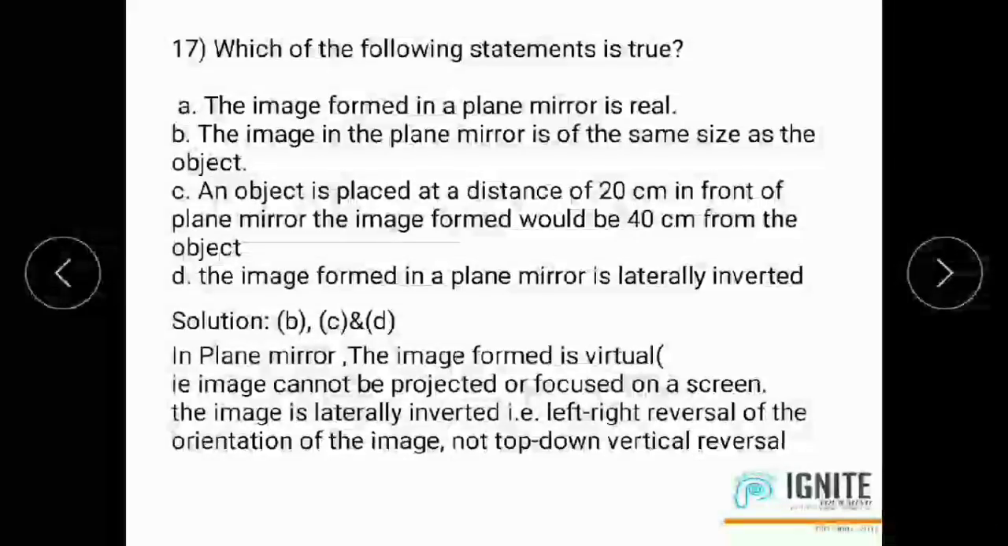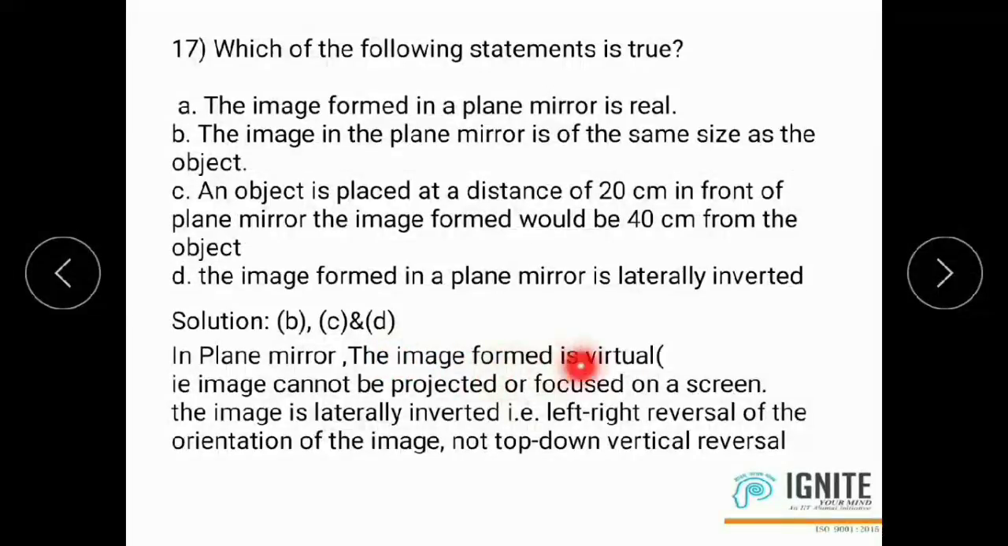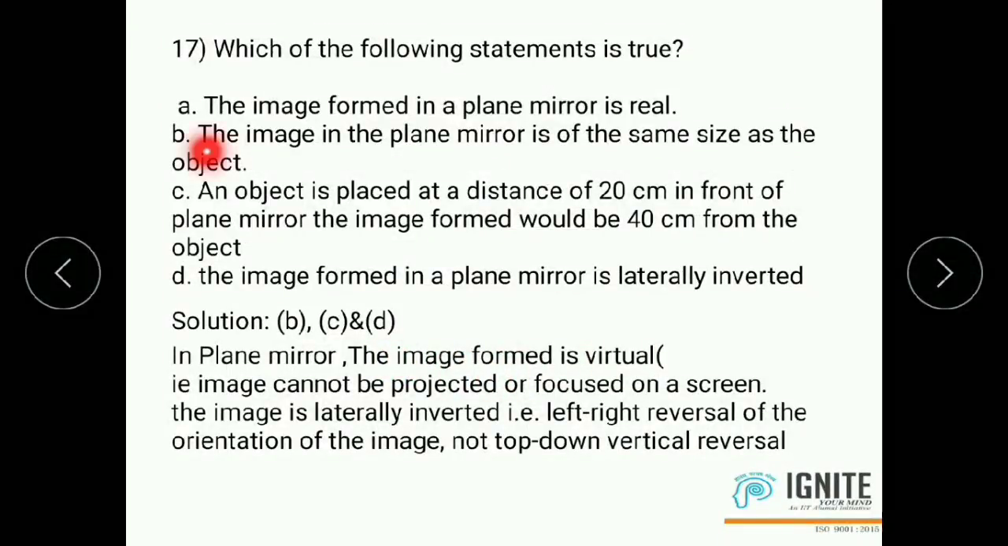First statement wrong. In a plane mirror, the image formed is virtual. And options B, C and D are correct. The image formed in a plane mirror is laterally inverted. That means left-right reversal of the orientation of image, not top-down vertical reversal. Same size and same distance.